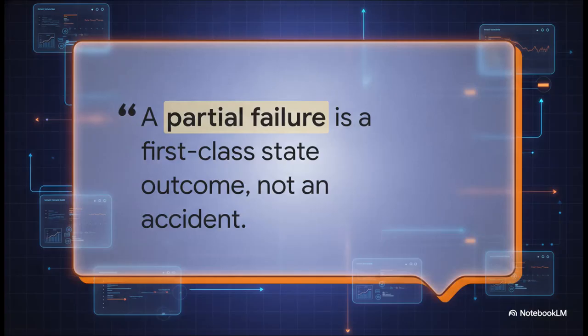Which leads us to this massive paradigm shift. Partial branch failure should be designed as a first-class state outcome, not discovered by accident. In parallel workflows, one branch failing out of 10 isn't an unhandled exception that should crash your app. It's a valid expected state outcome. Designing your reducers to actually handle partial branch failures, that's how you build truly resilient applications.